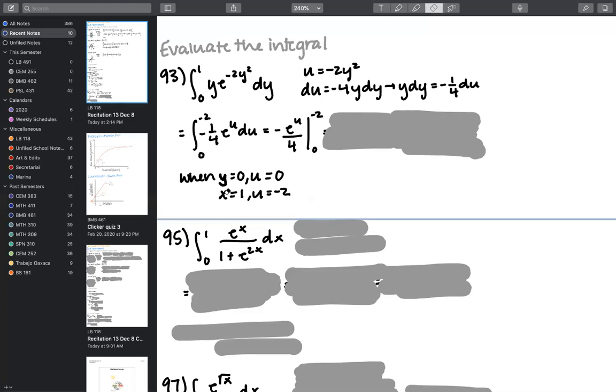Same deal for the upper bound. If y is equal to 1, then what is u? It is negative 2. So now we are evaluating the same integral, and we'll get the same answer. Instead of doing it over y equal to 0 to y equal to 1 and plugging in this negative 2y squared here, we're going to leave the u and plug in our values according to u. So u equal to 0 and u equal to negative 2.